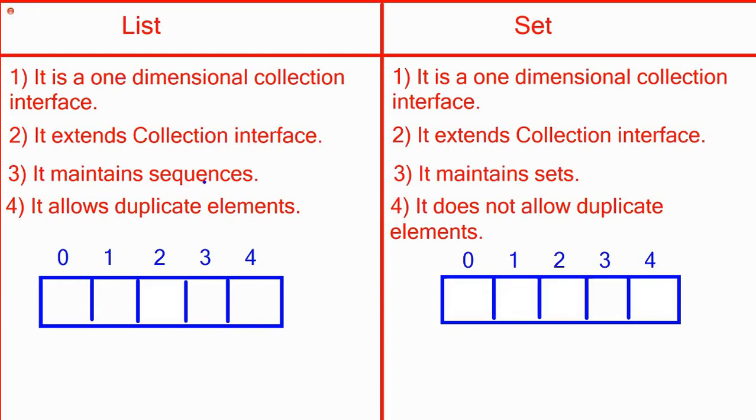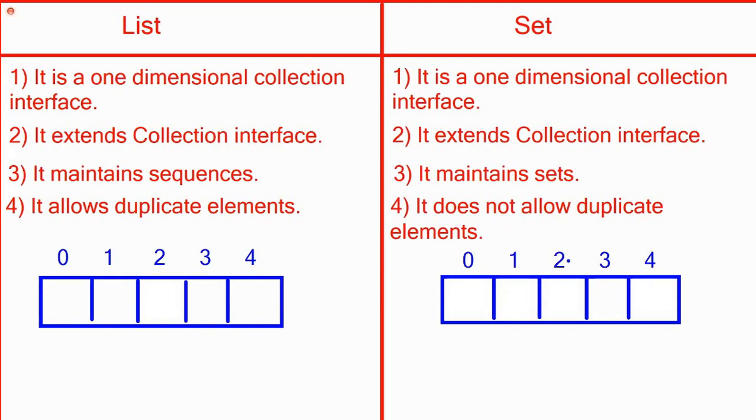It maintains sequences. Suppose you insert one element here, next you insert here, and next you insert directly here, then an error comes: sequence missed. So it maintains sequences. Sets are nothing but which do not allow duplicates.